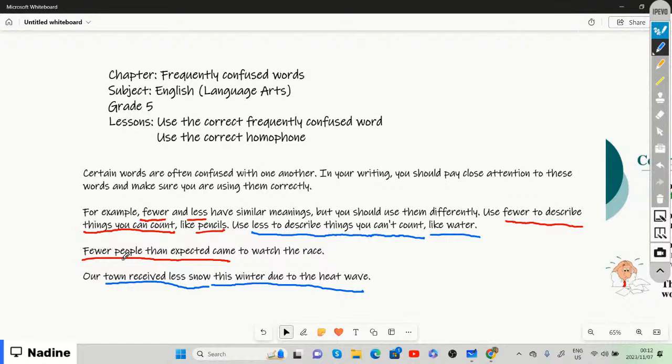And when it comes to fewer, we use fewer for things that you can count. And we use less for things that we cannot count. And then we made an example of fewer people, because people we can count, and less snow, because snow is something that we cannot count. Rain cannot be counted. You cannot count how many droplets of rain there are today.